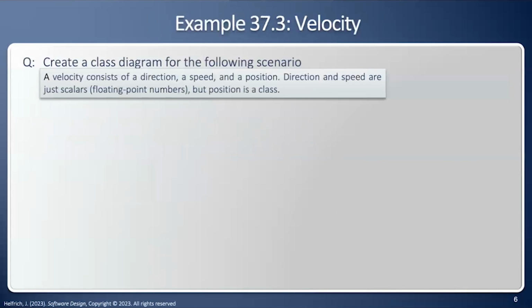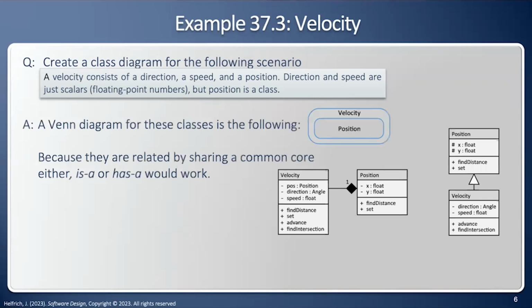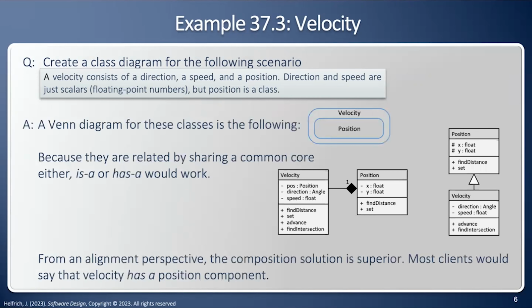In a final example, a velocity consists of a direction, a speed, and a position. Now, direction and speed are scalars, but position is a class. So should I use composition, or should I use inheritance? Notice that position is contained within velocity in my Venn diagram, but does that mean composition or inheritance? It really could be either one here. And so on the left side here, I have composition: a velocity has a position. But on the right side, I have inheritance. We start with a position and we extend it with velocity. So really, both of these work. In fact, they work equally well.